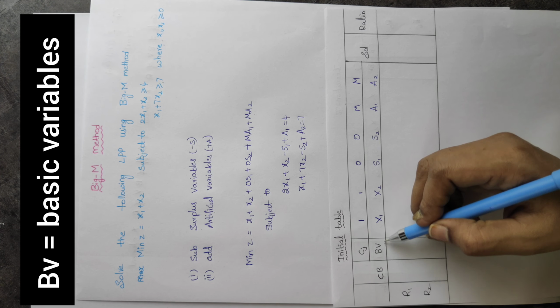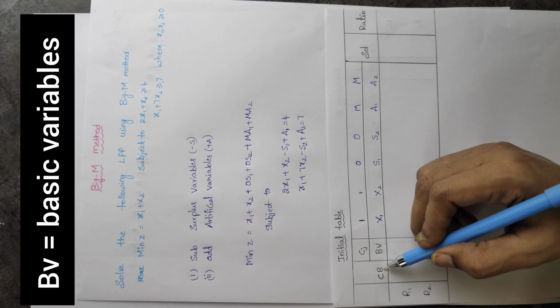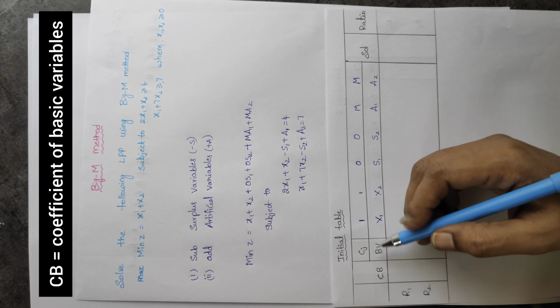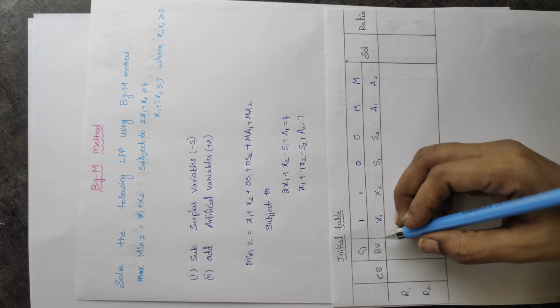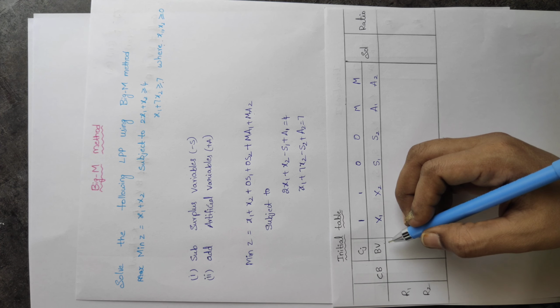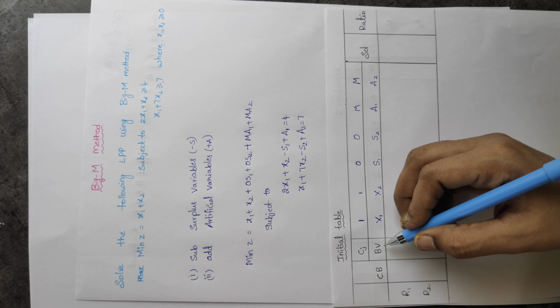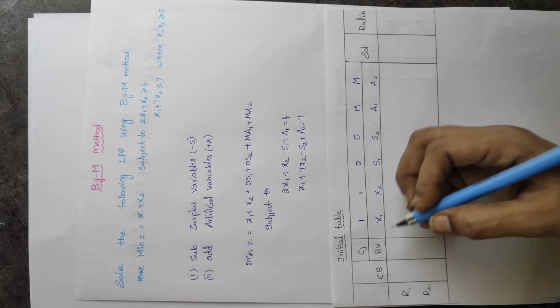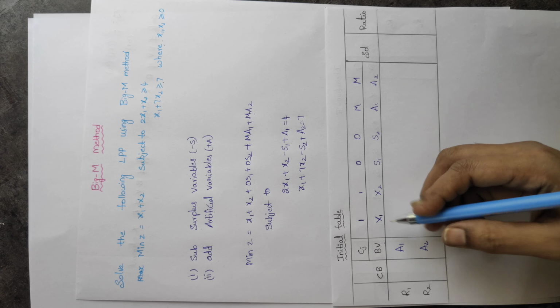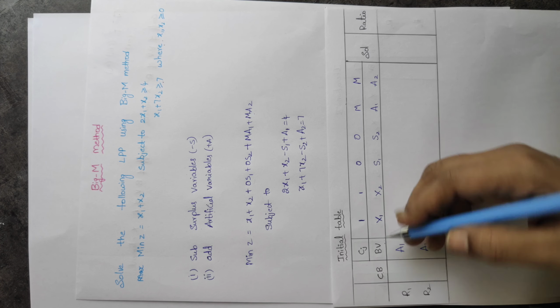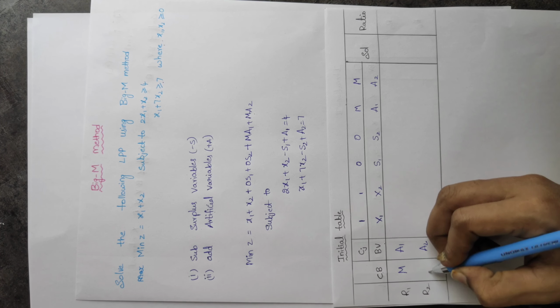BV means basic variable. CB means coefficient of basic variables. This one is row 1 and row 2. Basic variables are a1 and a2. The coefficient of a1 is M and a2 is M.